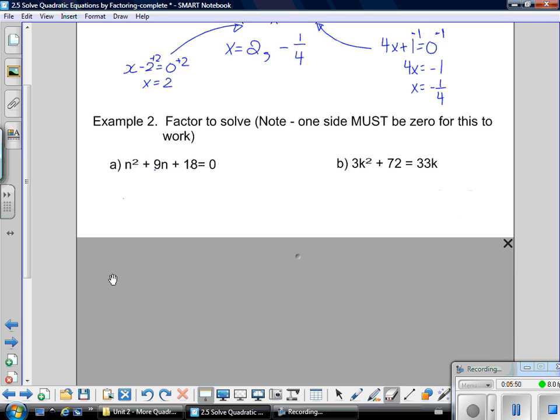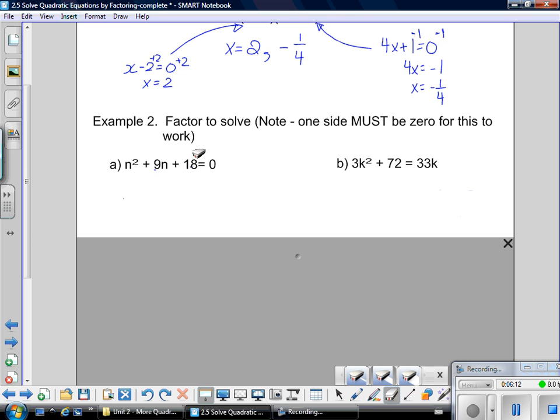The first question is n squared plus 9n plus 18 equals 0. Okay, so now we have to factor that. So I need two numbers that multiply to give me 18 and add to give me 9. Both brackets are positive. Okay, so I'm thinking 18.